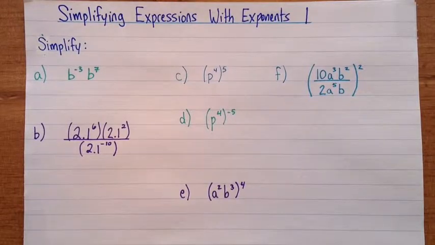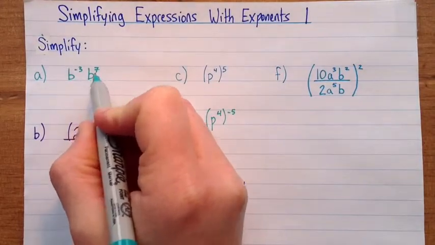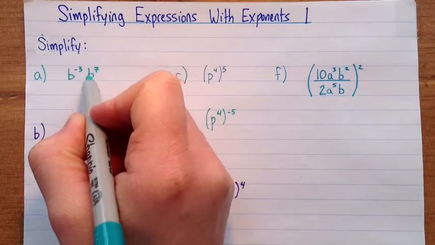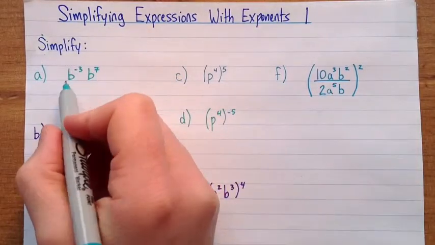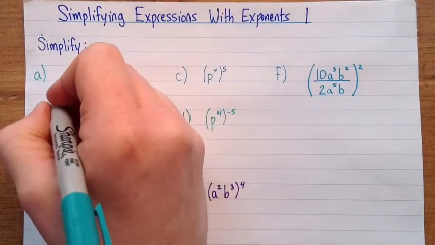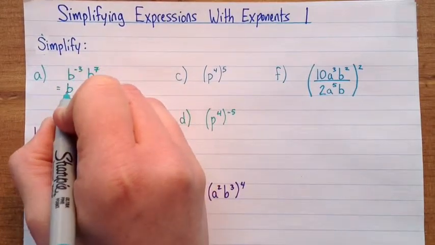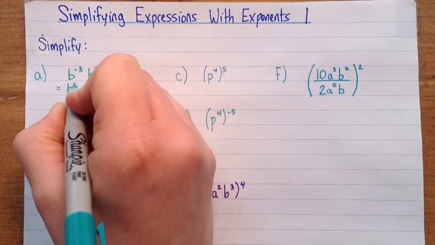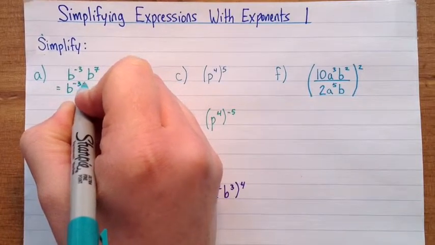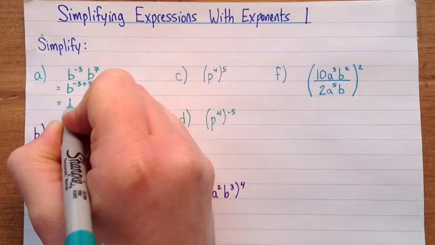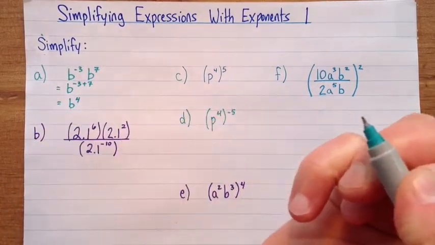Okay, so I'm going to start with A. We have b to the exponent negative 3 times b to the exponent 7. So in this case we have 2 powers and we're multiplying them, so we can use the product of powers rule. Which says these have the same bases, so we keep the base and we can add the exponents. So it's b to the negative 3 plus 7, which is b to the exponent 4.